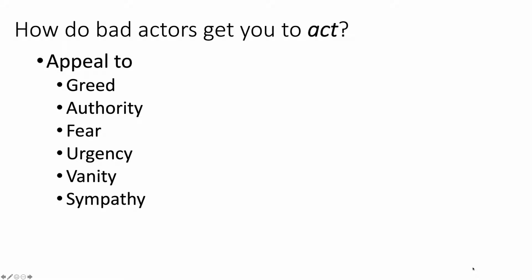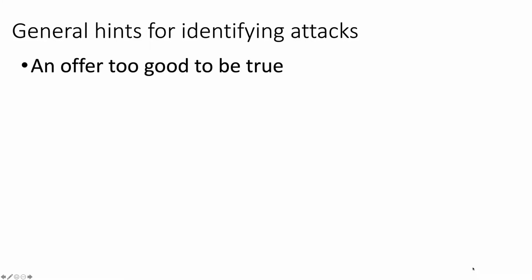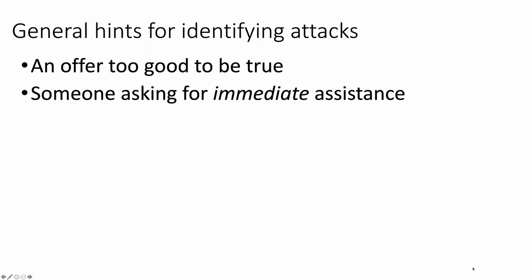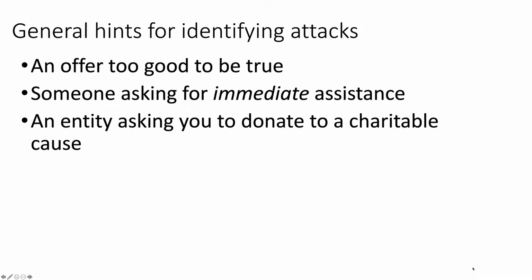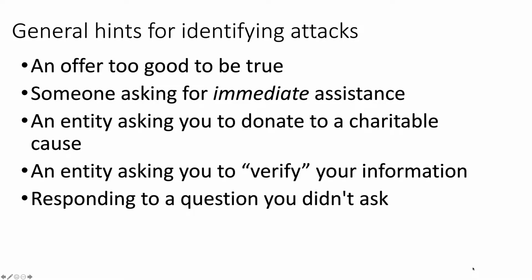And also sympathy. So let's look at some rules and guidelines or red flags on how to identify social engineering attacks. So here's some general hints for identifying these types of attacks. The first is an offer too good to be true. Again, this is appealing to a sense of greed. Someone asking for immediate assistance, that is, there's a sense of urgency and also sympathy combined with that. Or an entity asking you to donate to a charitable cause. Or an entity asking you to verify your information. And finally, responding to a question that you didn't even ask in the first place.